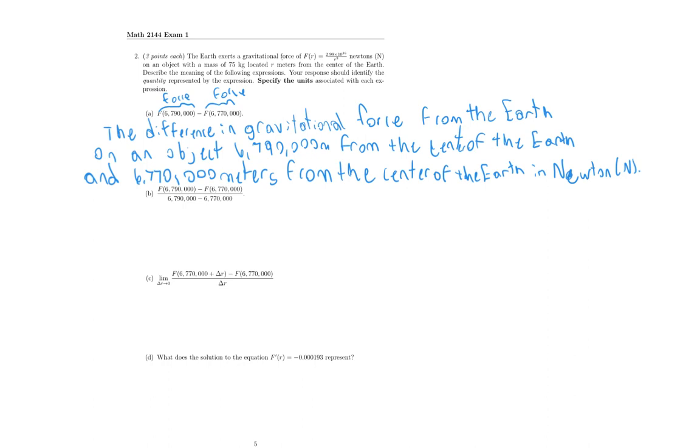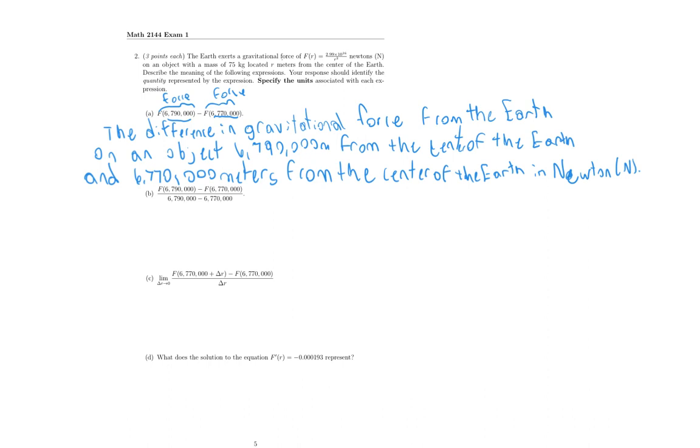But I'm pretty sure if you just put N, they'll get what it means because it tells you that. So the difference in gravitational force, because this is a force minus a different force, so the difference in the forces from the Earth on an object, and it's the difference from this object, which is that far from the center of the Earth, and from that far from the center of the Earth.